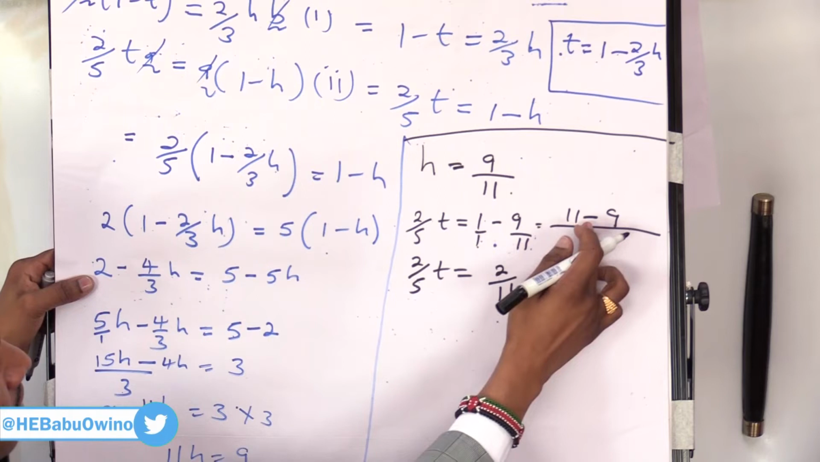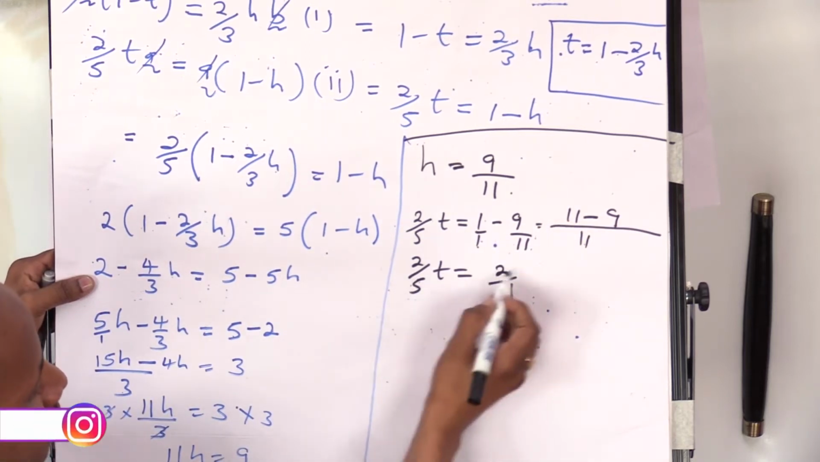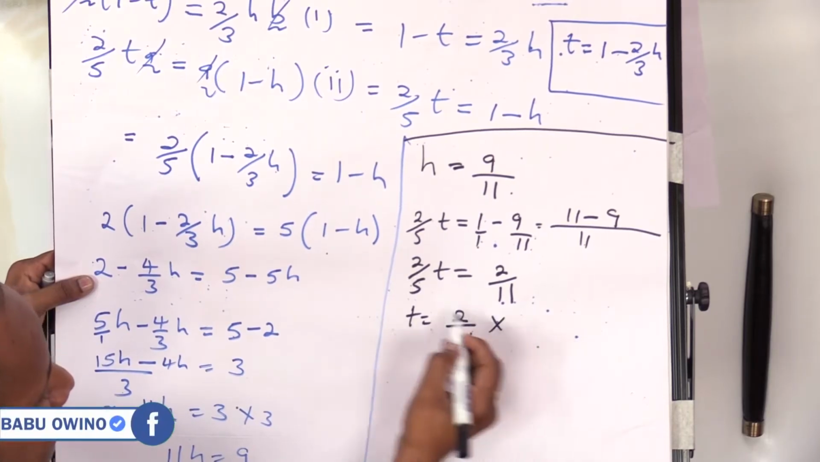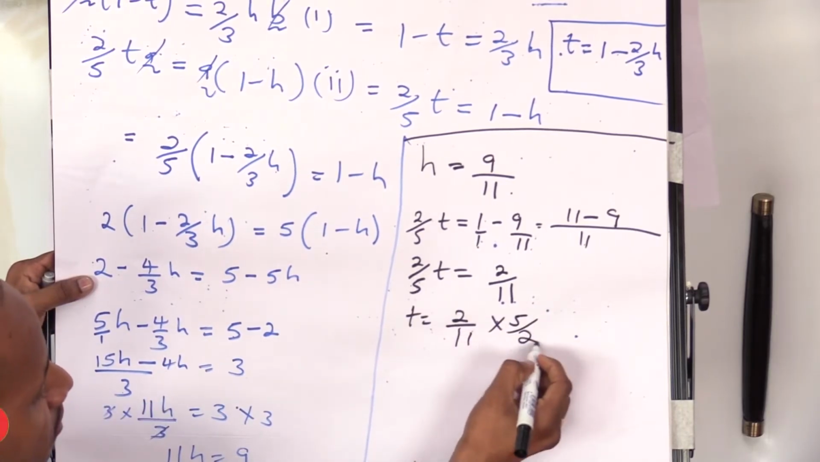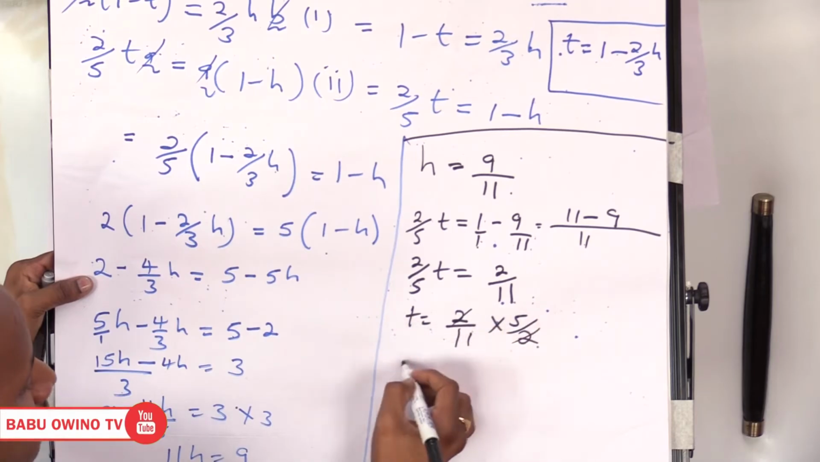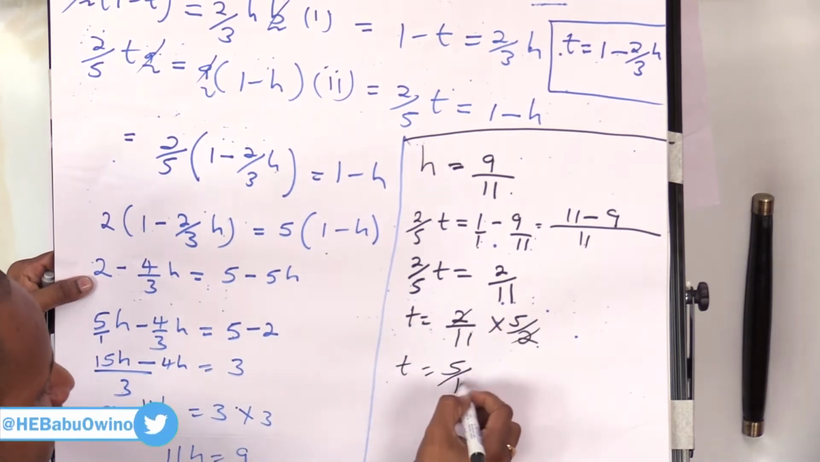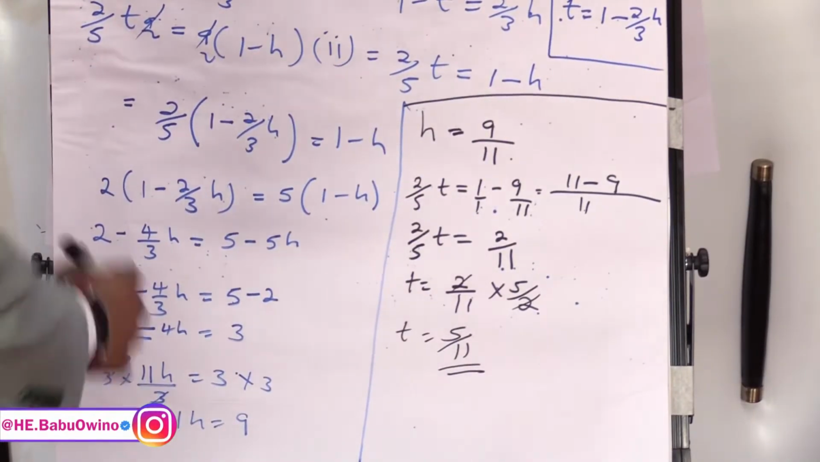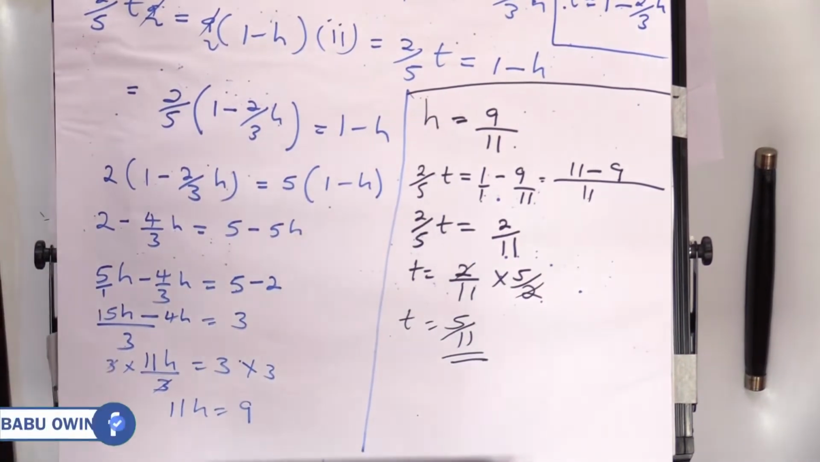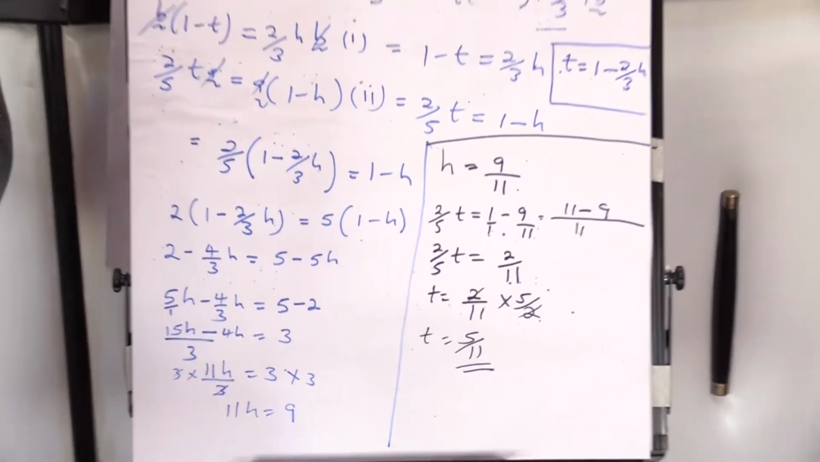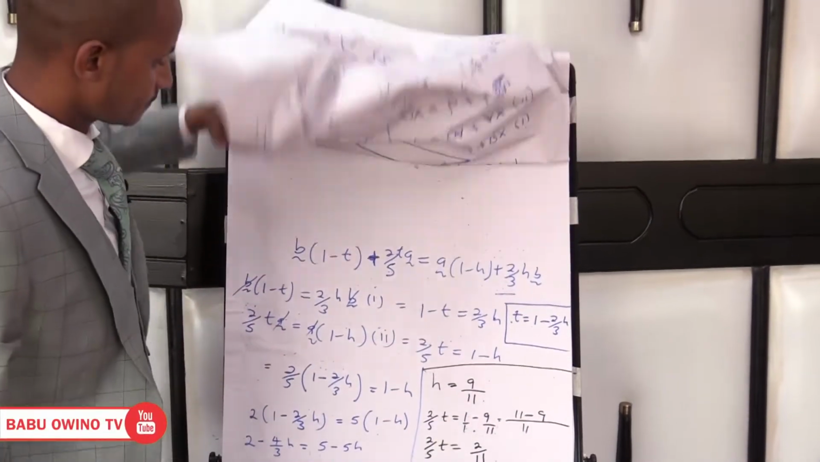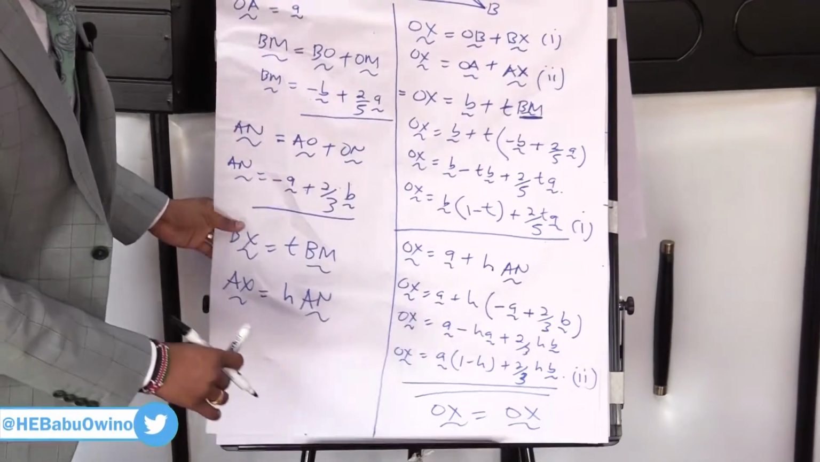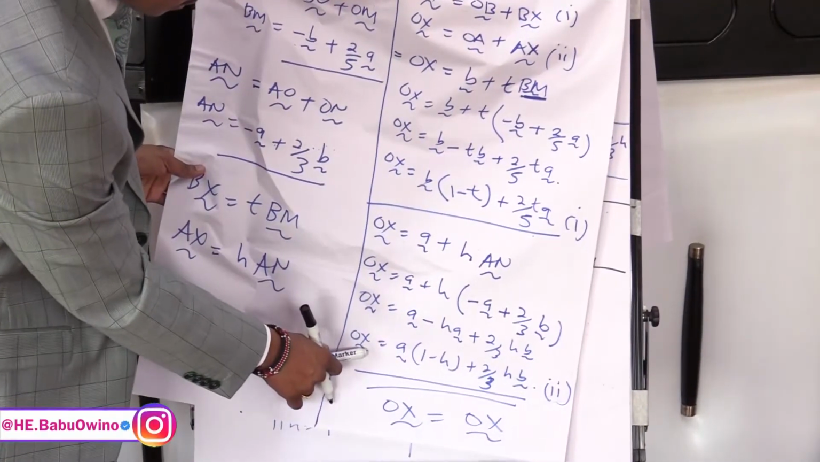When you solve this, you get this. So cross multiply. So t equals to 2 over 11 multiplied by the reciprocal, which is 5 over 2. So our value of t is 5 over 11. So you are told to express OX in two different ways. So from the previous working, we said OX in two different ways.